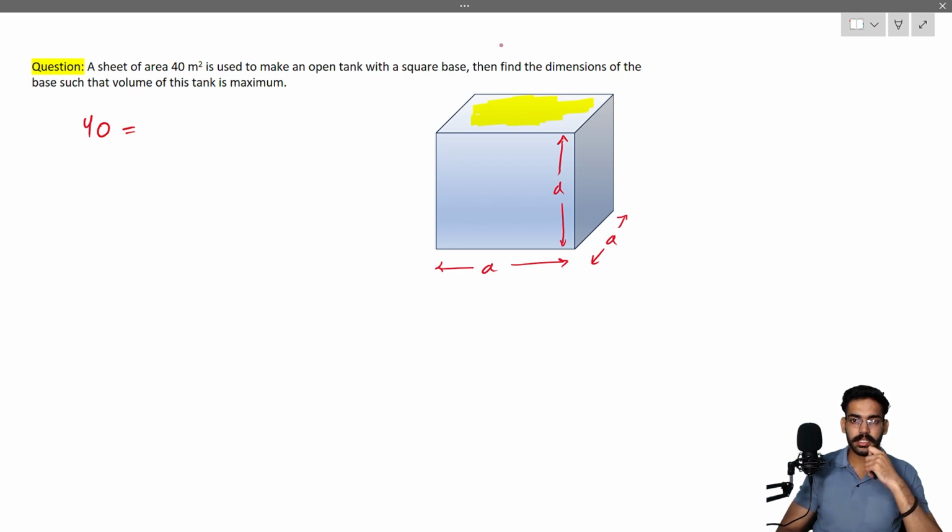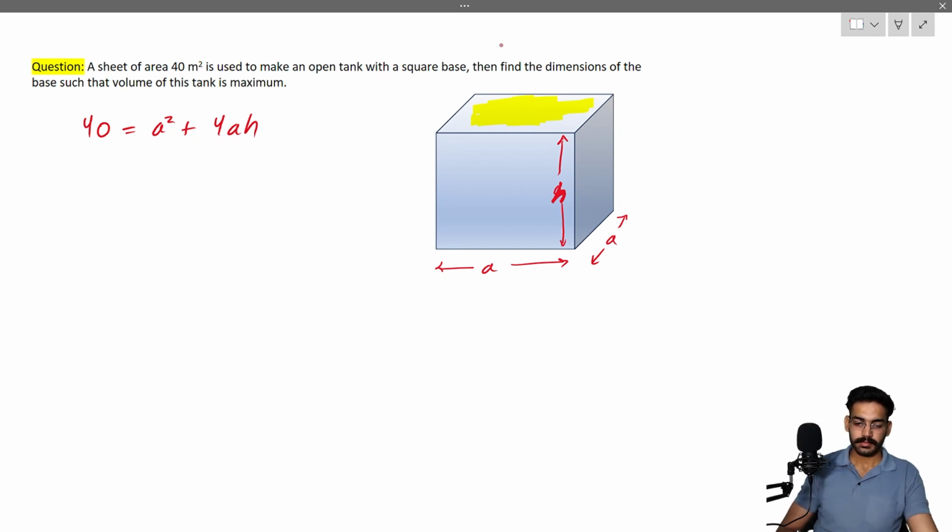A square into, let's say this is not a cube, right? So height can be anything, so I am assuming this as h. Height is not equal to A. The base is square, so the base length and width are same, and height is h. So what is the area that I want? That is A square plus A into h, 4 times, so 4Ah.